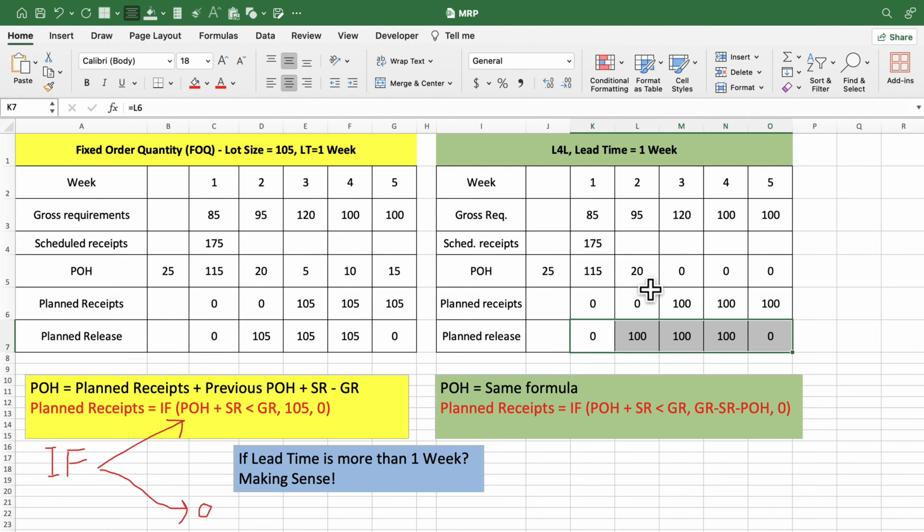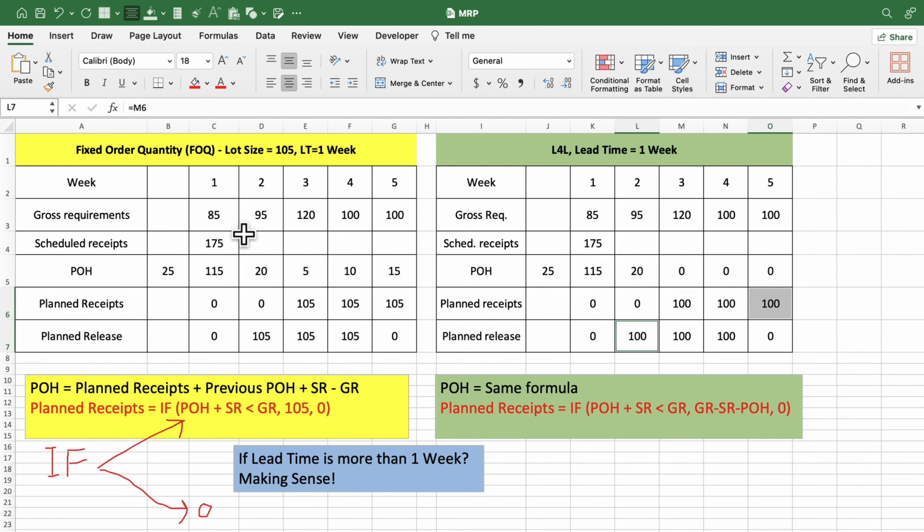Now just imagine if lead time is 2 weeks instead of 1 week, then for this one we will place an order here, and for this one we will place an order here, and for this one we will place an order here, because it would take 2 weeks. And similarly, if lead time is 3 weeks, then for this one we will place an order here, and for this one we will place an order here.